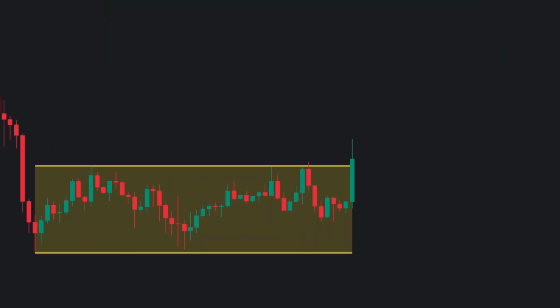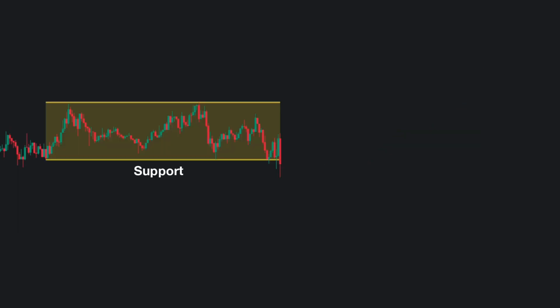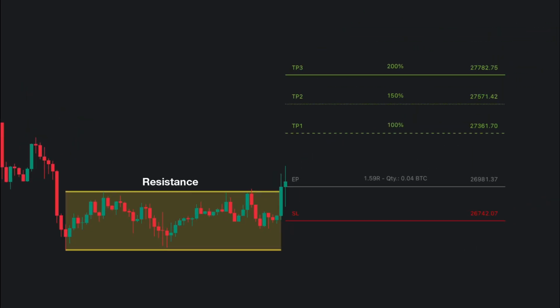A breakout above the resistance signals the end of consolidation and the start of a new uptrend. For a downside breakout, it's exactly the opposite. The pattern gets confirmed with a candle close above resistance. Our indicator instantly sets the take profit and stop loss level for you. The gray line defines your entry price.